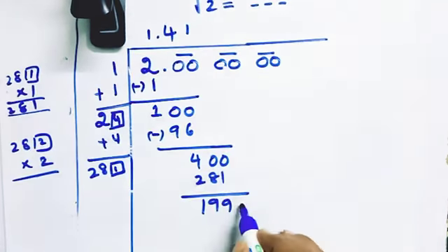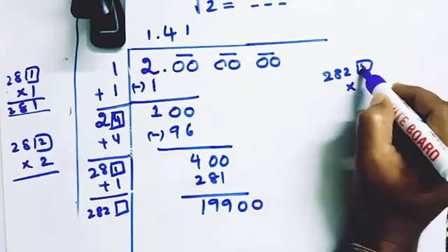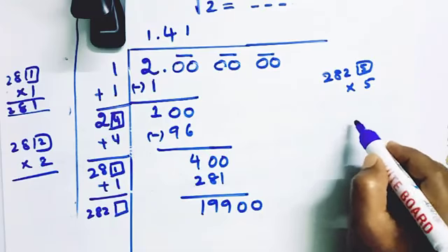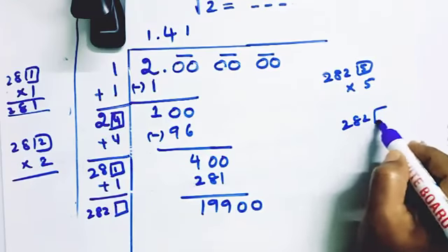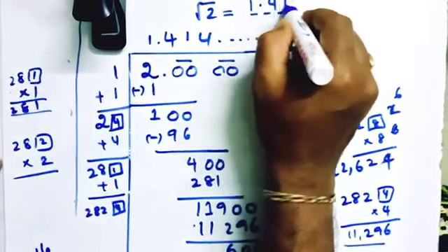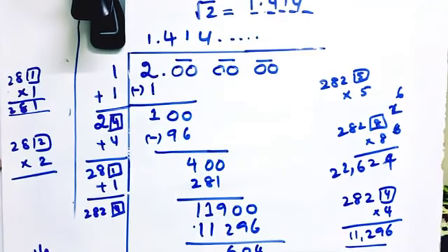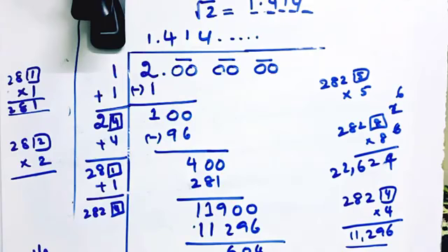Again add this quotient 1 here, then this will become 282. Now again we need one more box digit here. For 282, also a box digit. If I'm taking 5, you should multiply with 5. So I'm taking 282 8 into 8. I have written the answer up to 4 decimal places, 414. You can continue the answer like this. So the root 2 value is 1.414, and so on.